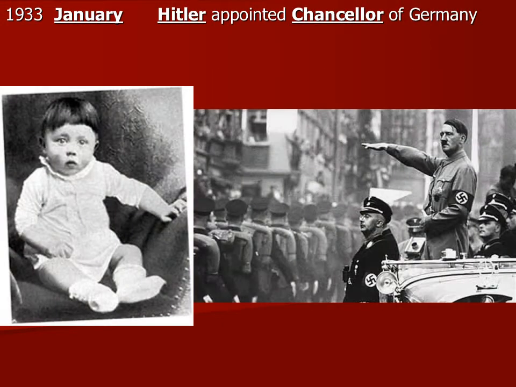Then in January of 1933, Adolf Hitler is appointed Chancellor of Germany. Being Chancellor of Germany meant that he was put in charge of the army. Yes, that's the cute Adolf Hitler there as a baby that grows up to pretty much lead the Germans to utter destruction.